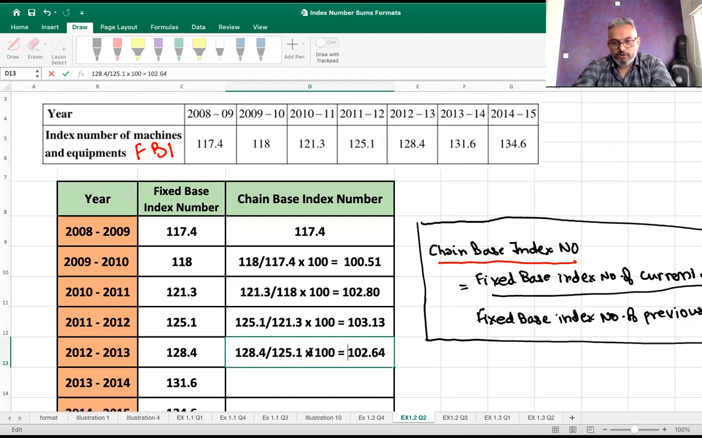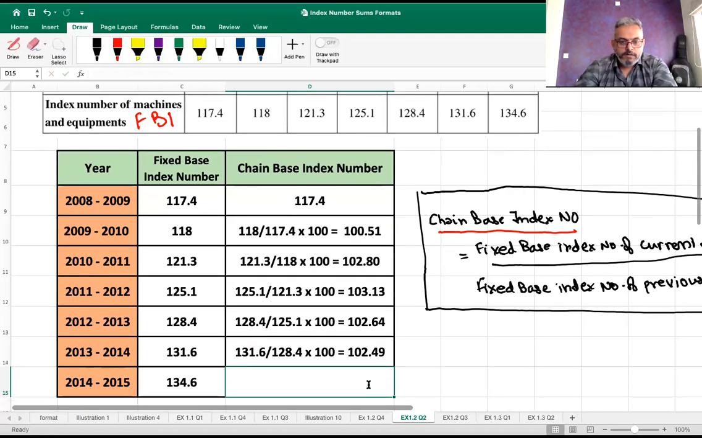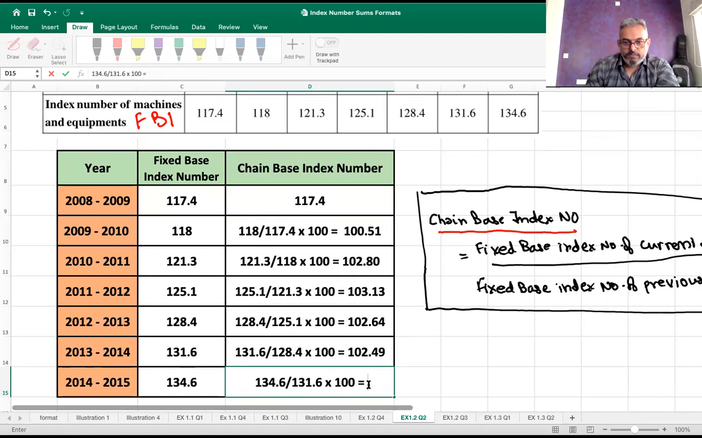Into 100 is equal to 102.64. Then 131.6 divided by 128.4 into 100 is equal to 102.49, and 134.6 divided by 131.6 into 100 is equal to 102.28.